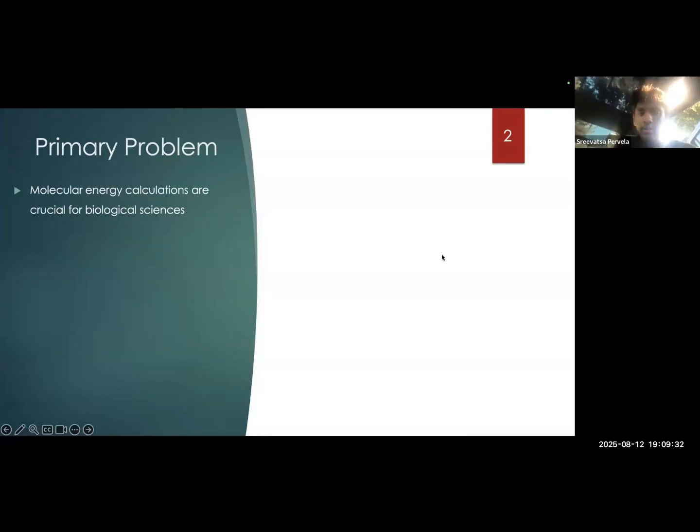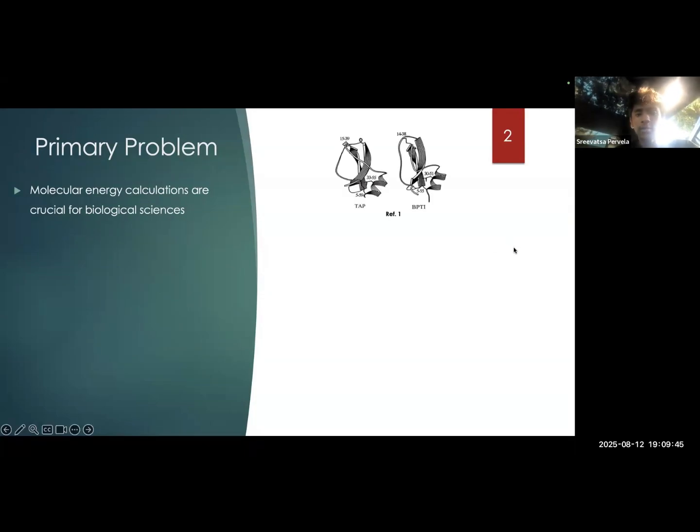So the core issue we're tackling here is that molecular energy calculations are extremely important in biological sciences, especially in drug design. When you're designing a drug, you need to know the energy of the molecules you're working with. That helps determine whether a molecule is stable and whether the drug will function effectively in the body.